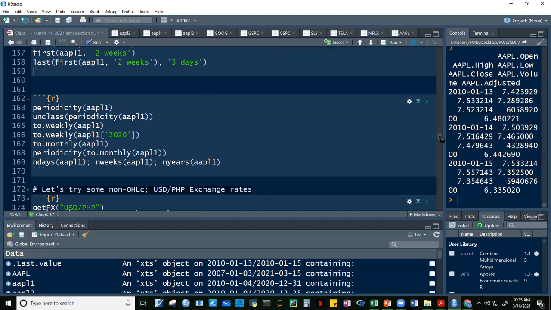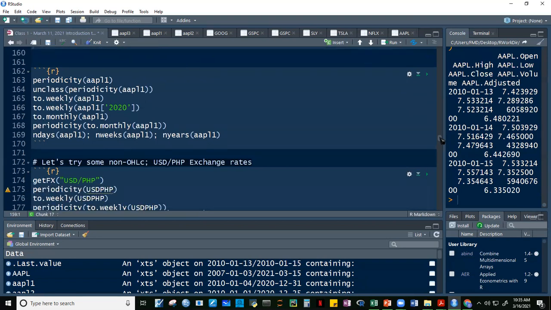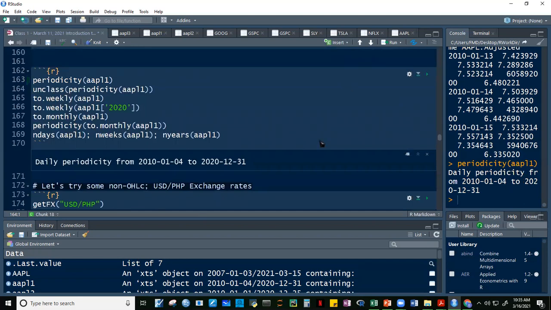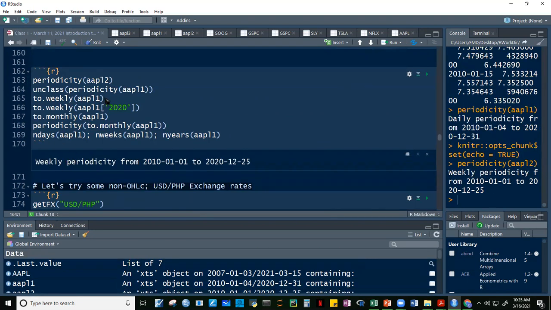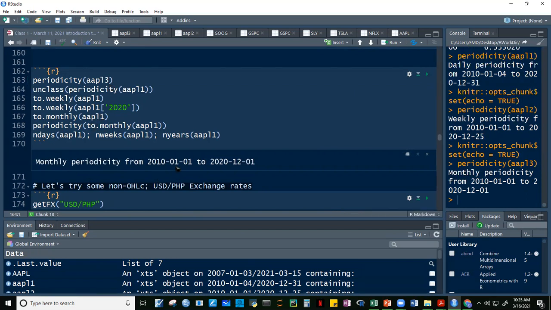Okay, you have here some also very important functions. Alam na natin yung periodicity ng Apple 1. We know that that's daily. No? Daily. Yung sa 2 kanina, diba weekly siya? At saka yung 3, that is monthly. So that's what periodicity gives us. Ano naman to, no? Unclass periodicity Apple 1. What's this?